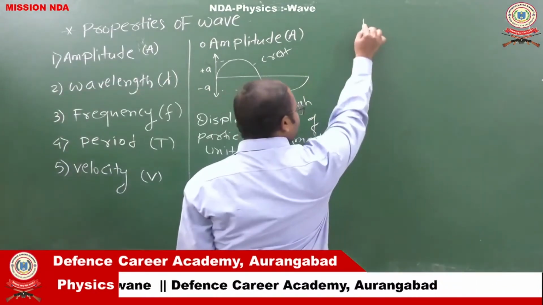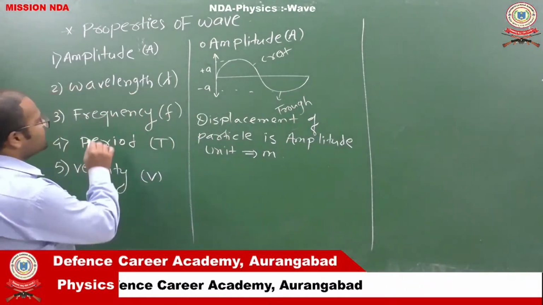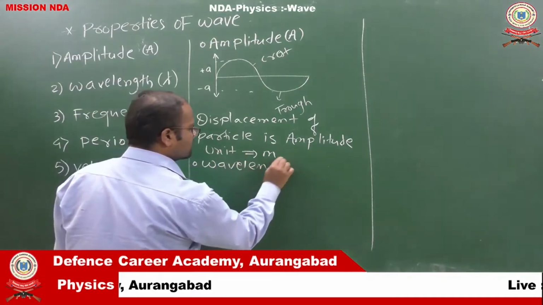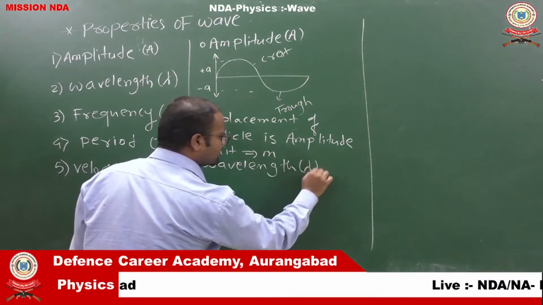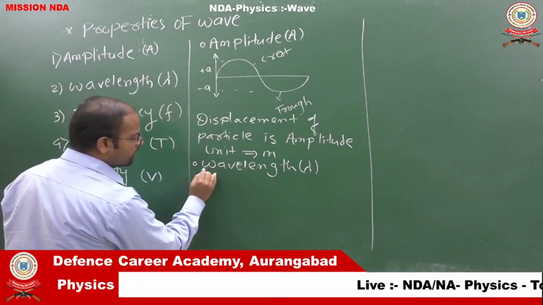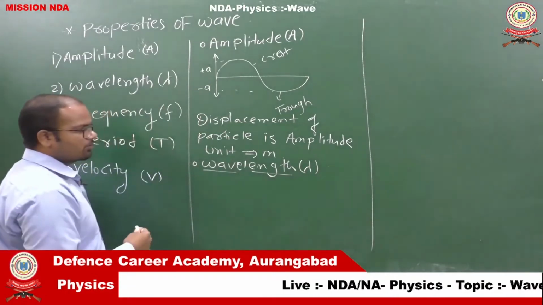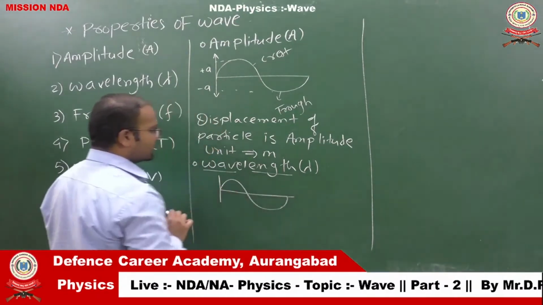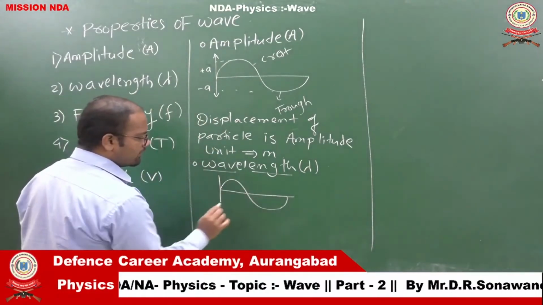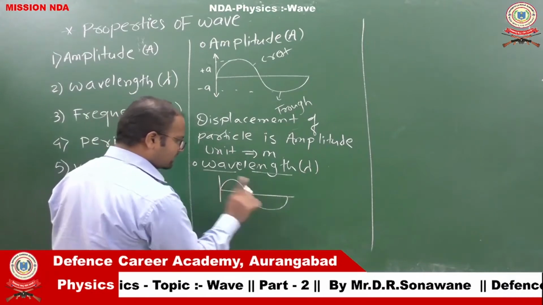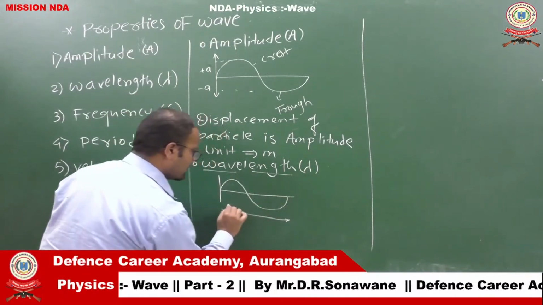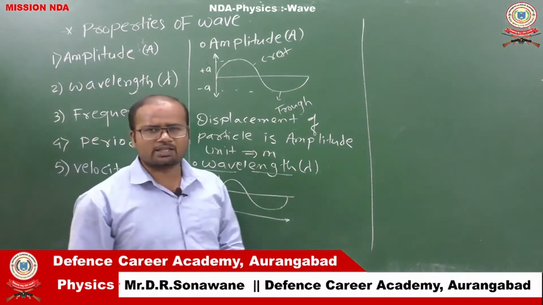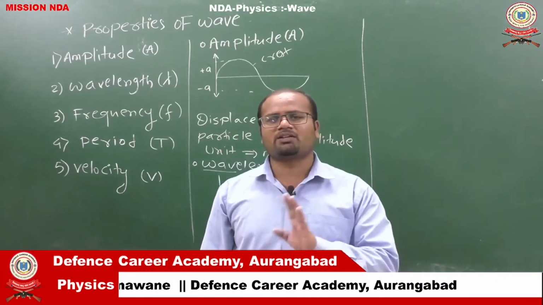The second property of the wave is wavelength, denoted by lambda. Very simple. Here the word wavelength means length of the wave. We know that if we draw any wave, for example a transverse wave, the crest and trough, if there is one crest and one trough, that is nothing but one wave. So here is one wave, and the length of this crest and trough is nothing but the wavelength of the wave. Or we can say the distance covered by one wave is nothing but the wavelength, right?